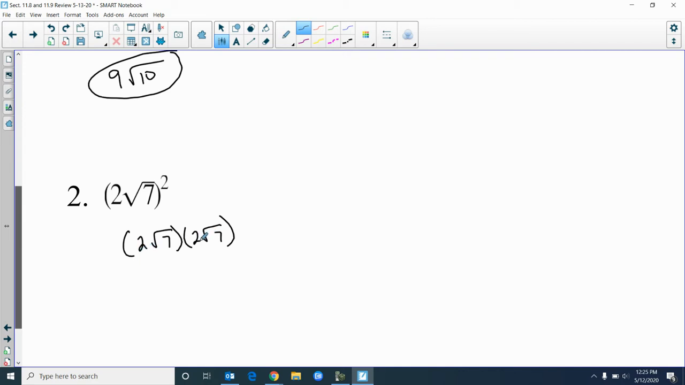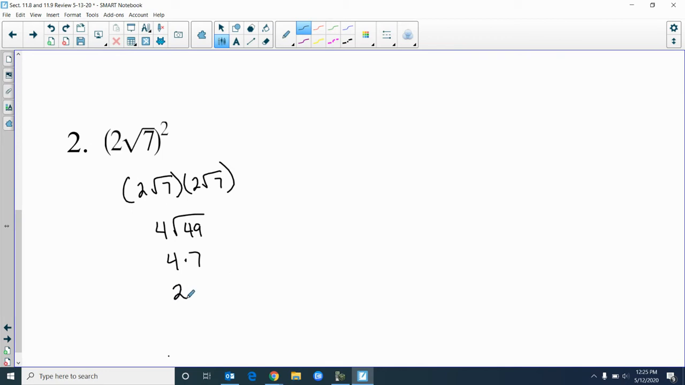And now when you write it twice, 2 times 2 is 4. Square root of 7 times square root of 7 is square root of 49, but that is just 7. And then it's 4 times 7. Those multiply together to give you 28. We've been going over this, and hopefully it's sinking in. When you multiply 2 square roots together, if they are the same, you're just left with what's on the inside.